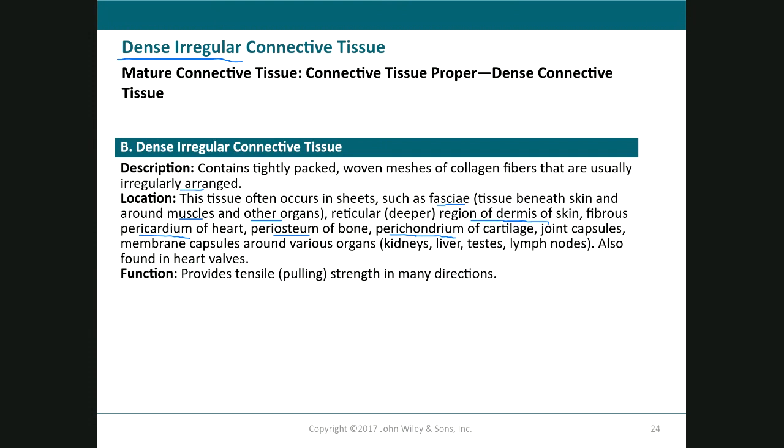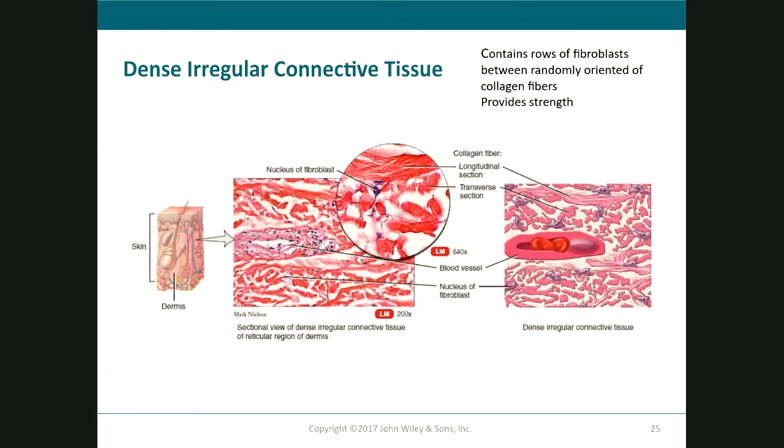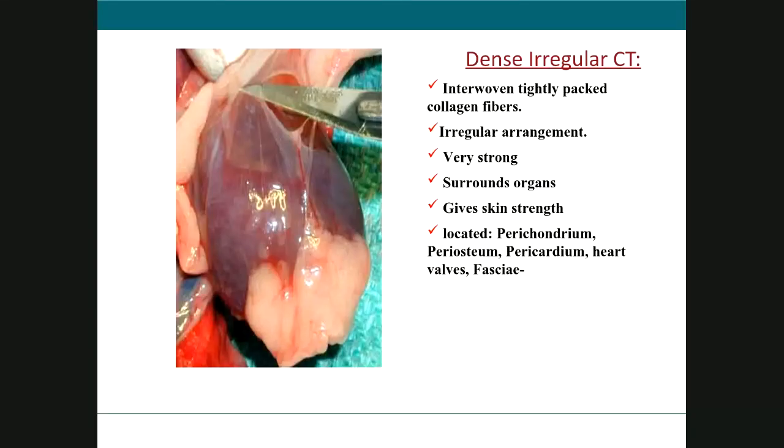The important thing about dense irregular connective tissue is that it does provide tensile strength, but because of the irregular direction and pattern, it provides tensile strength, or pulling strength, in many different directions. If we look at what it looks like histologically, it's going to look like this. You see the collagen fibers, but they're in irregular patterns. We can also see the fibroblasts, and this provides tensile strength in many different directions. So this is an example of what this dense irregular connective tissue looks like.